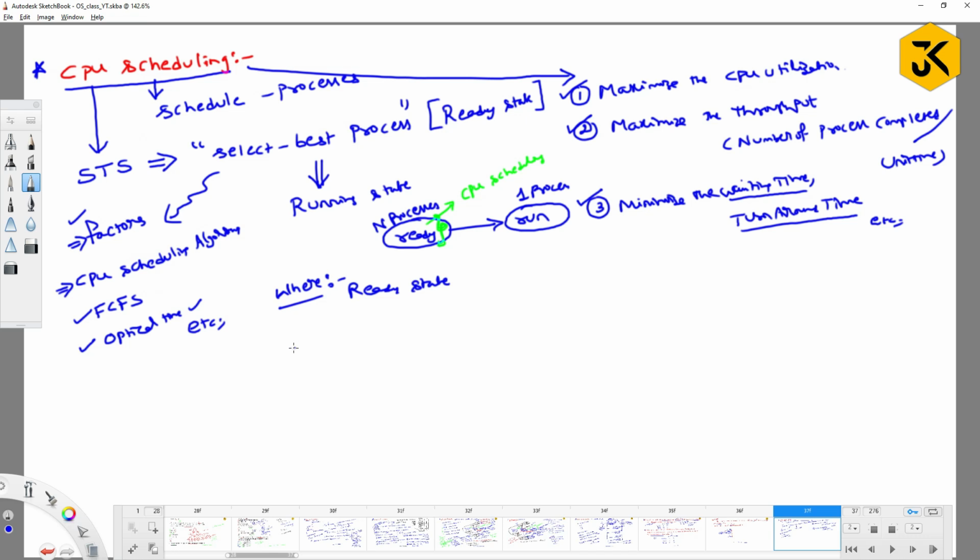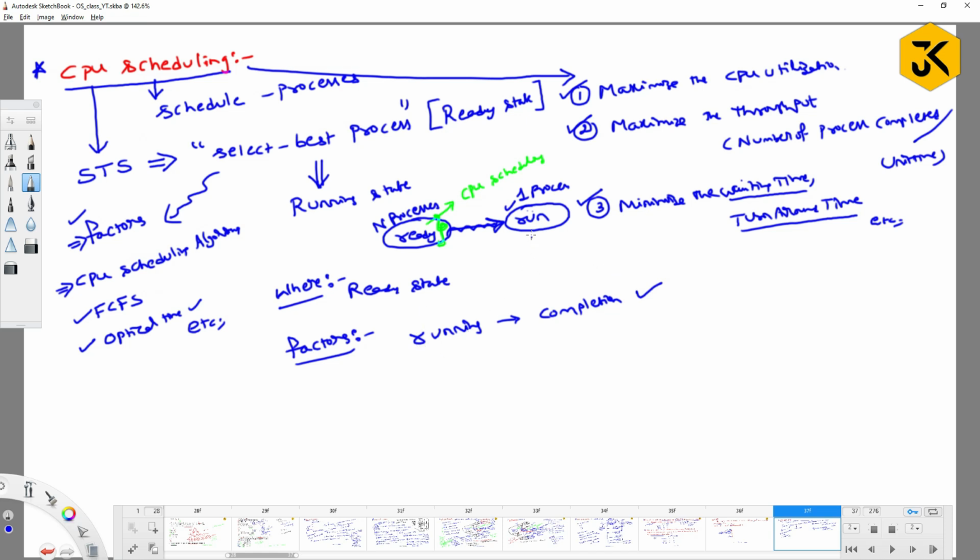But on what factors are we going to apply this CPU scheduling? Try to observe: when a particular process completes its running state, then what do you have to do? You have to load one more process from the ready state to the running state. Am I right or not? Yes. Which means that when a transition happens from running to completion state, we need to apply CPU scheduling.